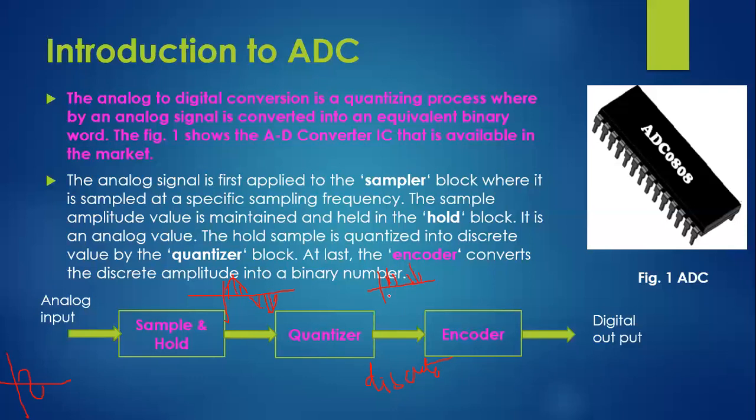That is, it is not alternating. Here, if you see, the discrete signals were alternating, but here it is converted into one direction. Now these discrete signals will be passed to an encoder, which converts these discrete amplitudes into a binary value. So now this digital output will be in terms of zeros and ones like this. So this is the process involved in analog to digital conversion.